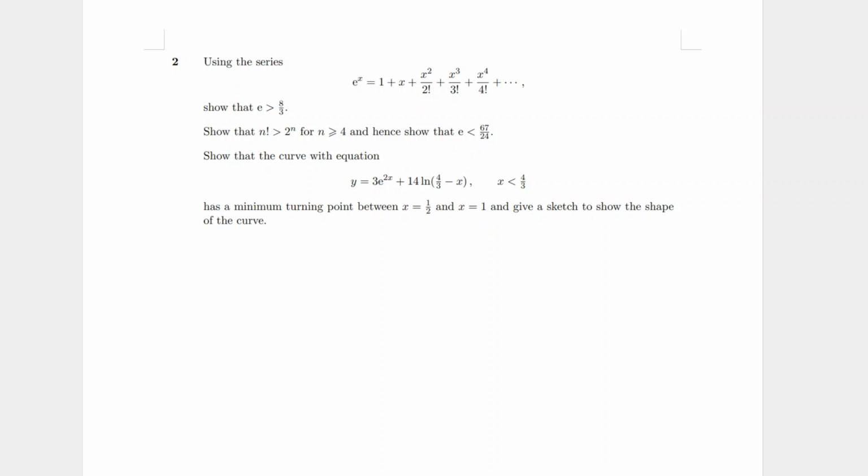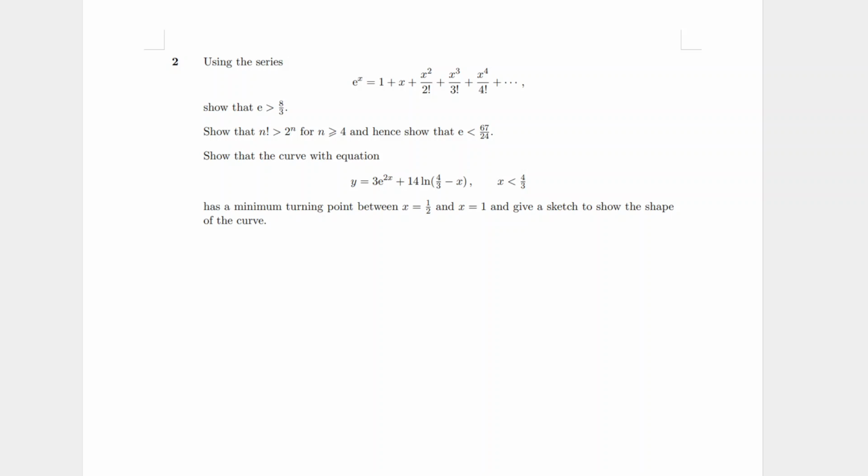Okay, so what have we got here? So I've got 2 down and 6, step 2, question 2. So using the series e to the x equals 1 plus x plus and so on, well that's just a Taylor expansion of e to the x, right? So show that e is greater than 8 over 3.